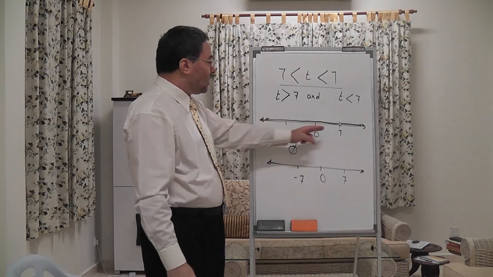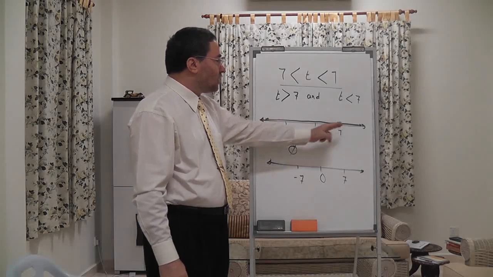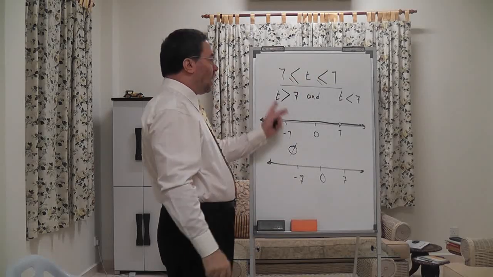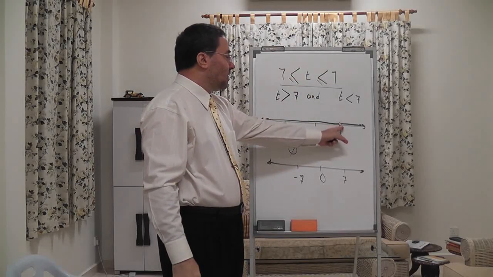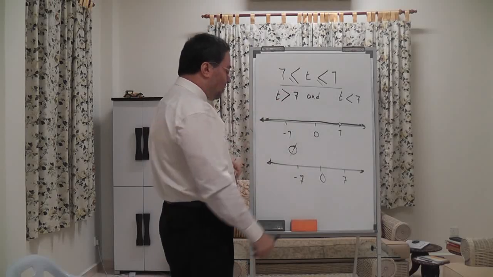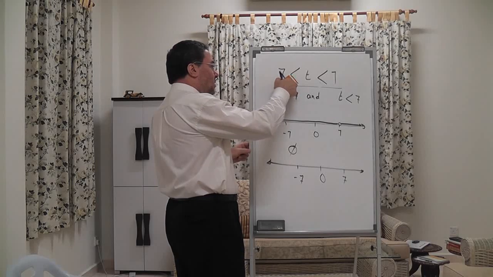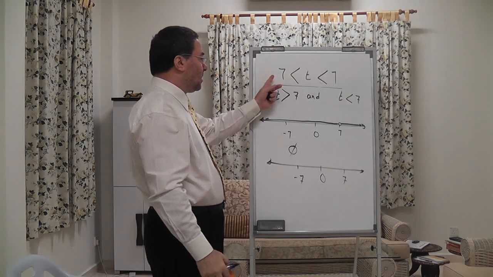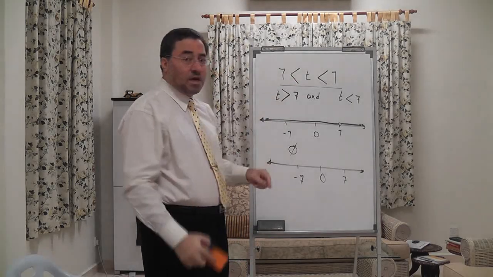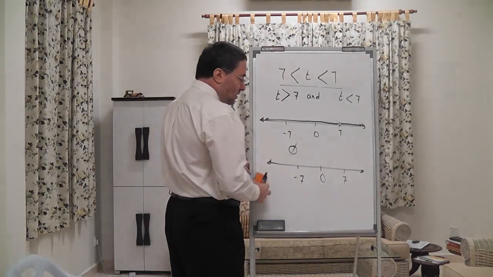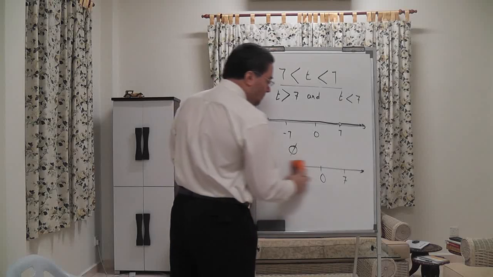You can see here that if there was something like this, then our only solution would be 7. You can tell from the beginning that this is going to be a null set. You cannot have a number that's less than 7 and more than 7 at the same time. So we can tell right away that this is going to be a null set.